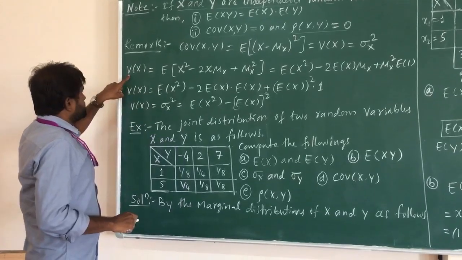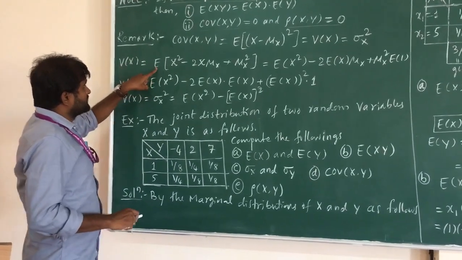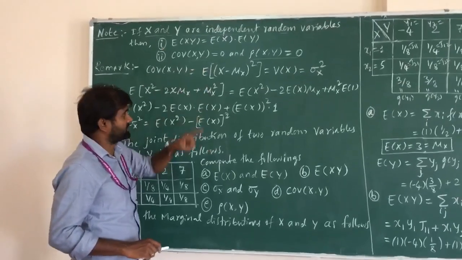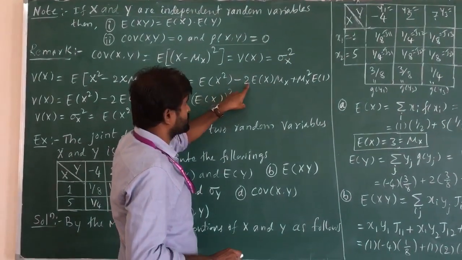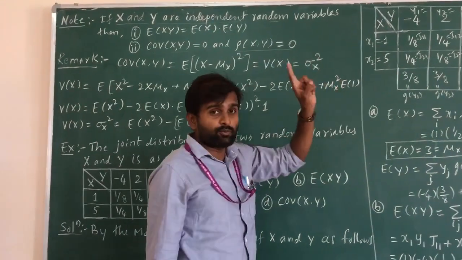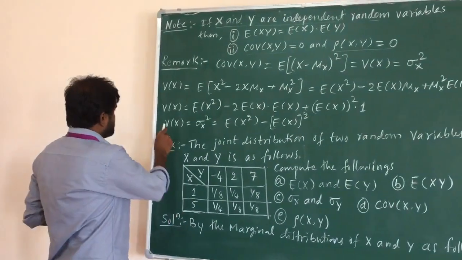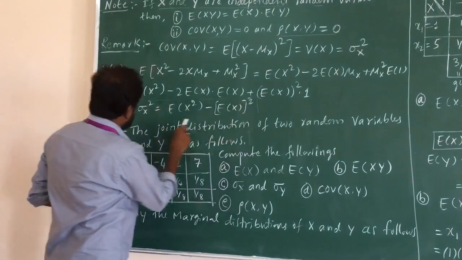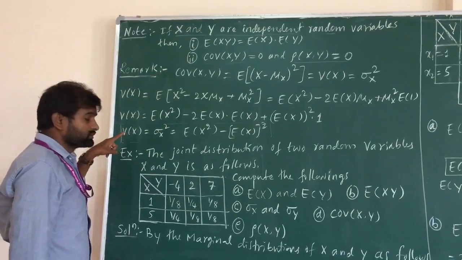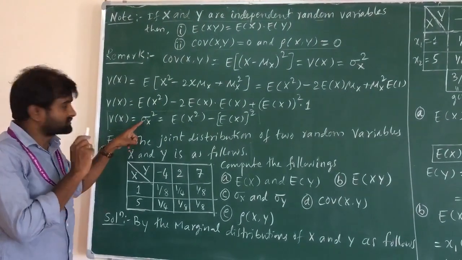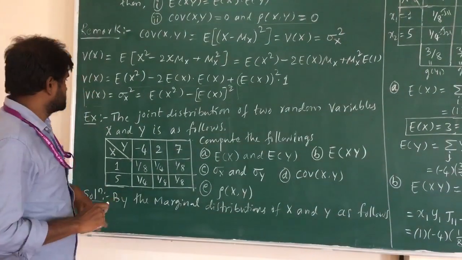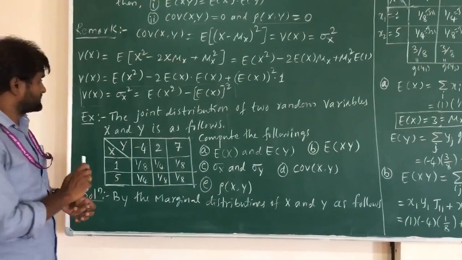Here, the variance of x equals the expectation of x square minus 2 into x mu x plus mu x square, or the expectation of x square minus 2 into the expectation of x mu x plus mu x whole square into the expectation of 1. Finally we get the variance of x, which is delta x square, equal to the expectation of x square minus the expectation of x whole square. Follow? Just remember this note and these remarks.